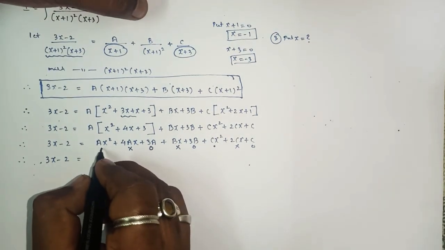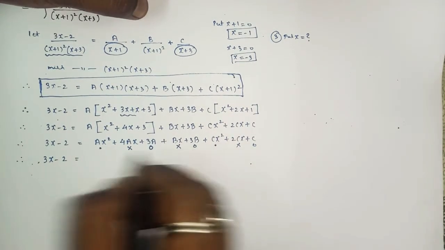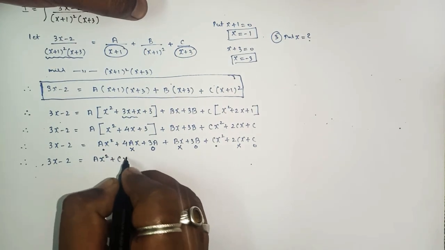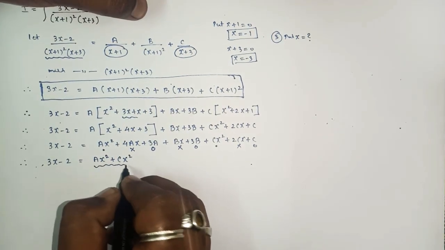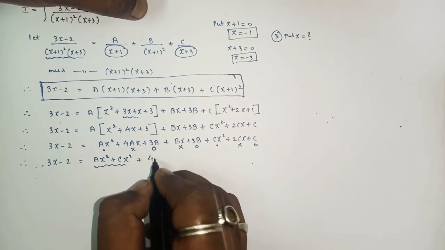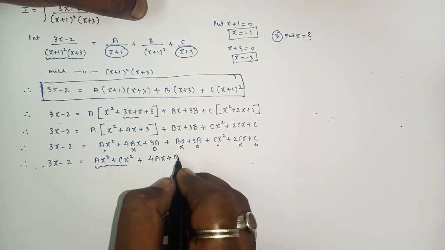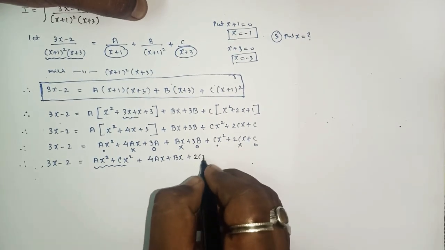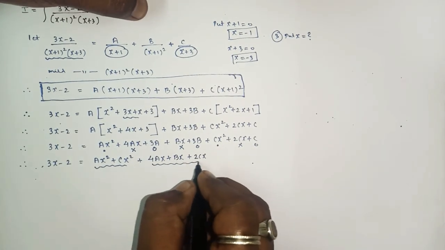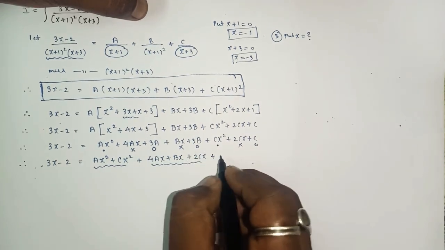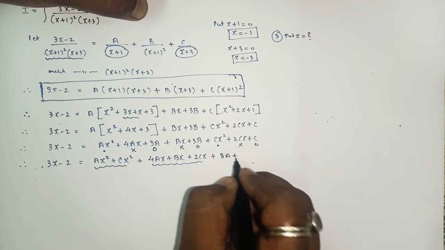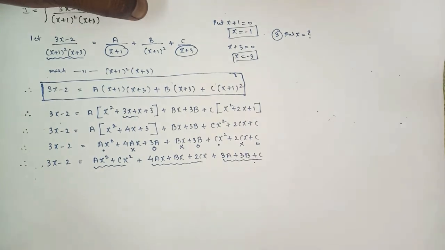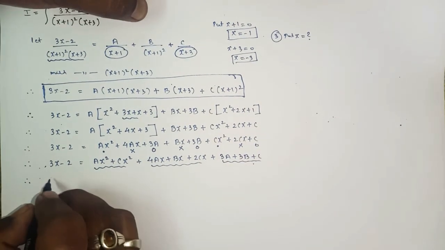So here with x square, this will be ax square plus cx square, yes or no. Here it will be 4ax plus bx plus 2cx, yes or no. Now without x, this will be 3a plus 3b plus c.